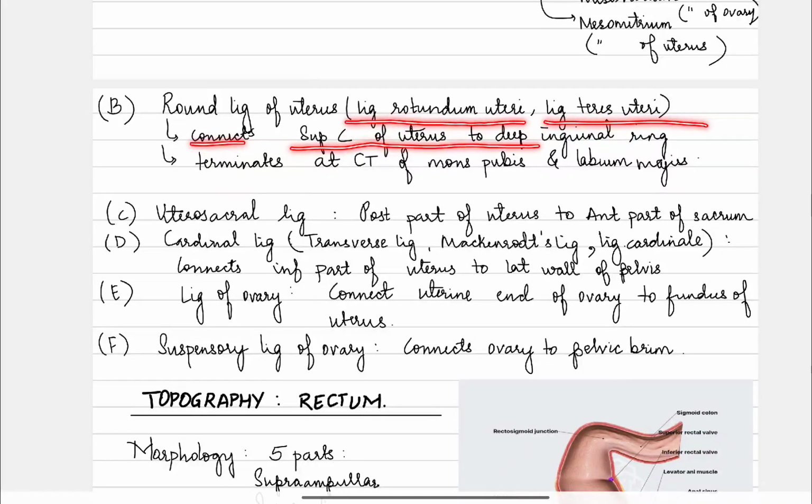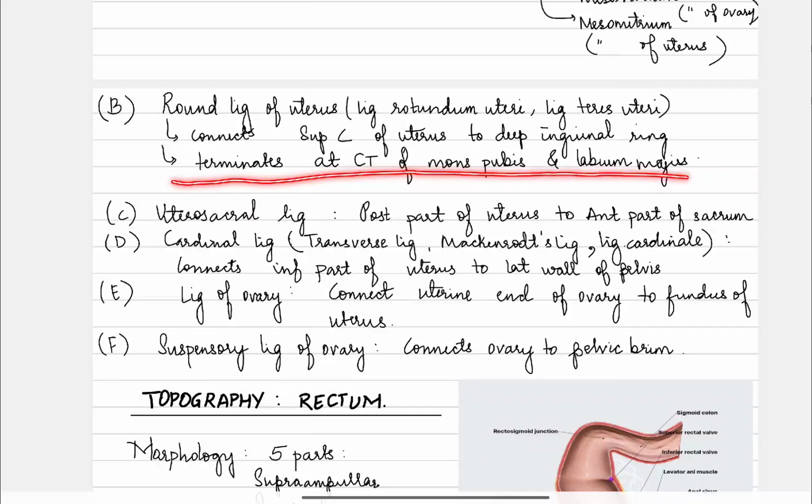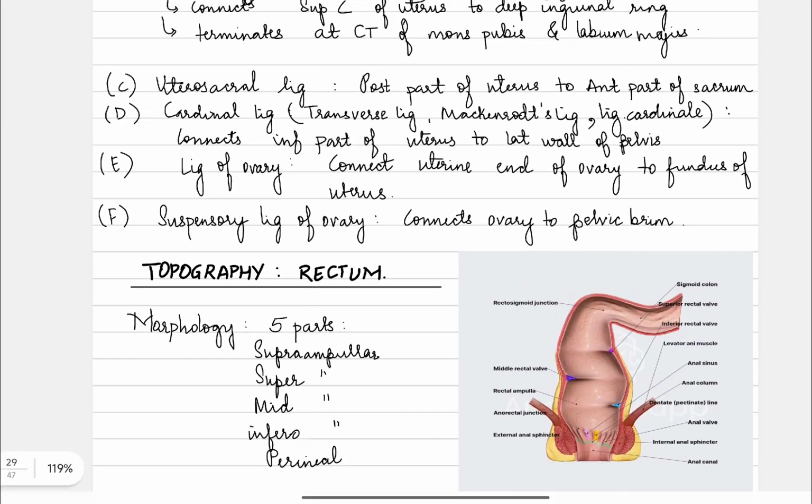Connects the superior angle of uterus to the deep inguinal ring. Terminates at connective tissue of mons pubis and labia majora. Next is uterosacral ligament, posterior part of uterus to anterior part of sacrum.